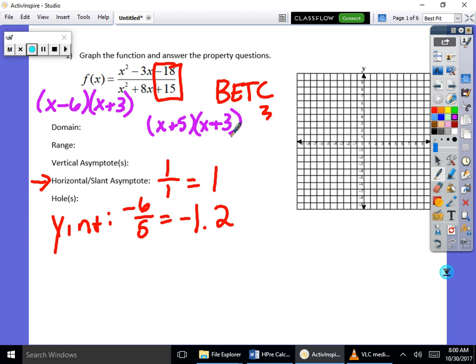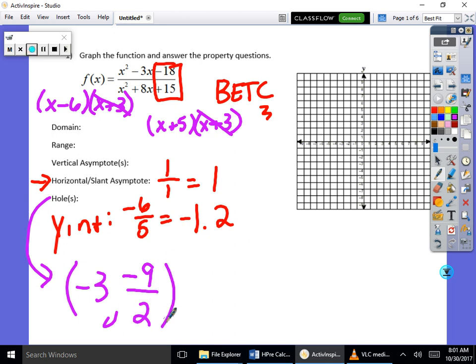What do you notice? There's a hole right at negative 3. So the hole is at negative 3, comma, we've got to plug it in. What's negative 3 minus 6? Negative 9. Negative 3 plus 5? 2. So this is negative 4.5 when I go to graph. Cool? You plug it into the remaining parts of the function. You do not plug it into the hole, because if I plug it in that's going to give me a 0 and everything cancels out. So it doesn't work, okay?